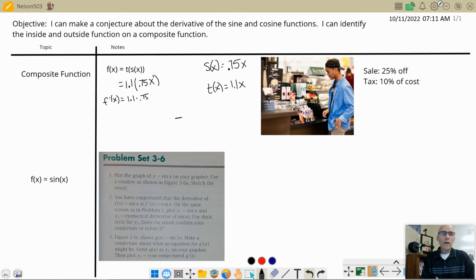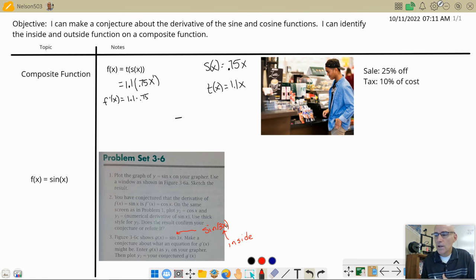Now, when do we need a special rule? Well, that's where functions that are a little bit more complicated than polynomials come into play. Like you see this trig function right here. We don't have just the basic sine function. We've got the sine of 3x. So we've got what we call an inside function, which is the 3x.